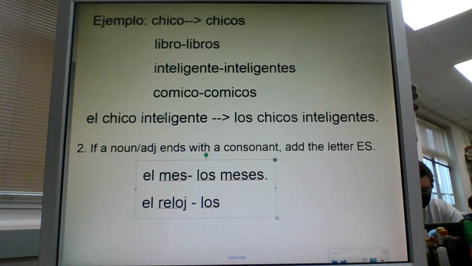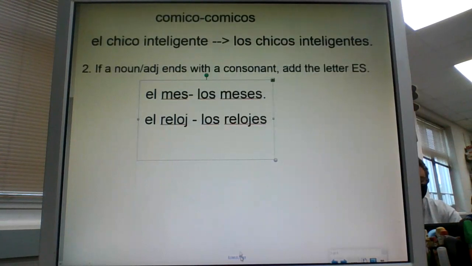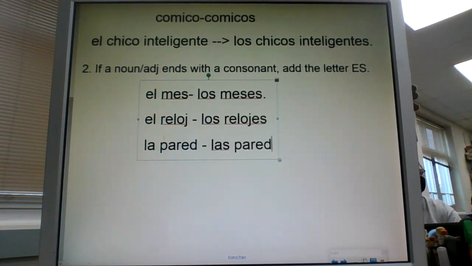El reloj, how do I make watches? Same word. How do I make two watches in Spanish? Add the letters E and S. Okay, now let's look at one more. La pared, which is the wall. How do I make the walls? Pared, and then add the letters E and S, and we are good to go. So wall to walls, okay.